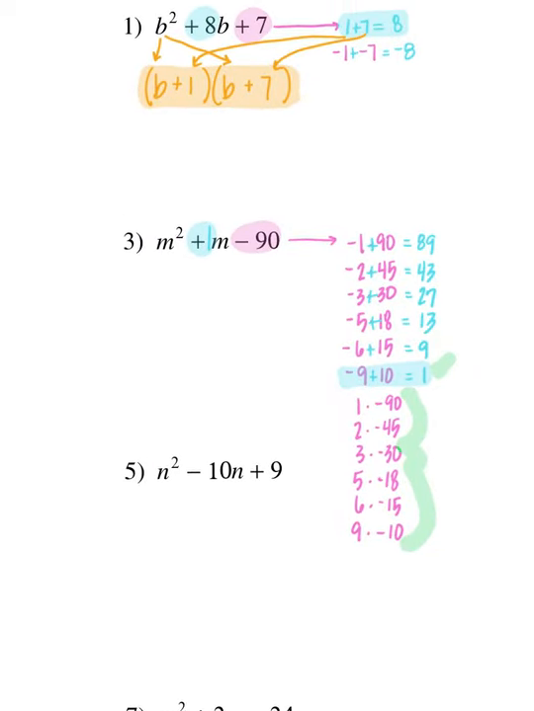So now all I need to do is go back and put my parentheses in. And I have split my m here and here. And then I'm just going to write my negative 9 plus 10. And that's my answer.